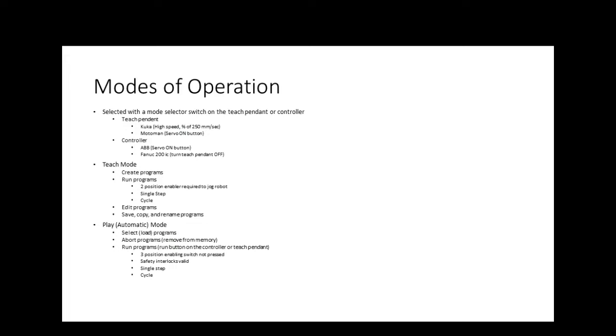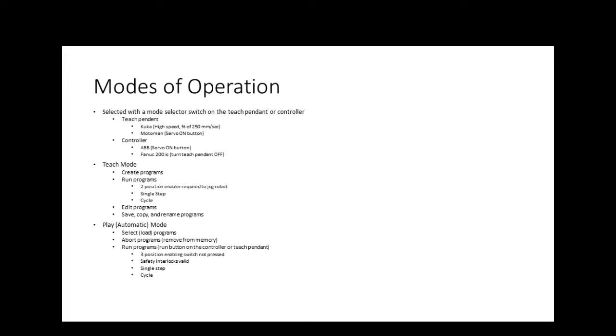So single stepping is what we'd use to verify our points, right? Does that make sense? So if I wanted to go and verify every point, then I would use single step. If I wanted to see how the program was actually going to run, then we would use cycle. That makes sense? So we can create programs, we can run programs, we can edit programs, we can save, copy, rename, delete. I left delete out of there. So this is where we're going to actually create the program. You can't create a program in run mode.